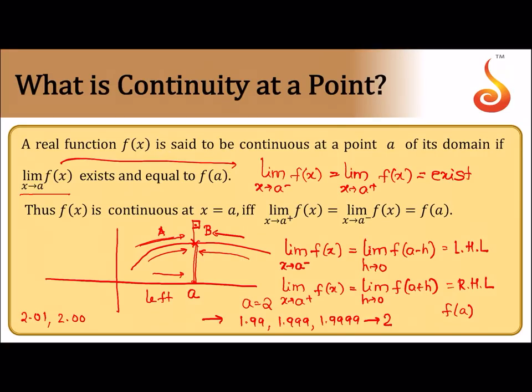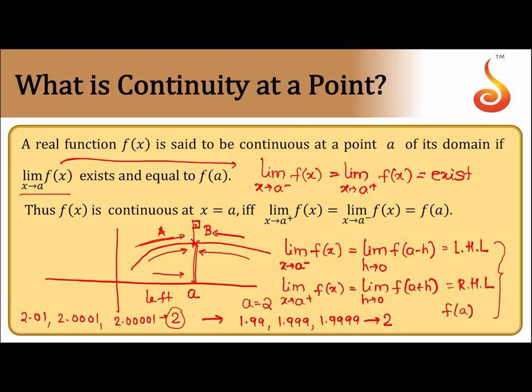So you are approaching from left, approaching from right. Now, approaching from right, I write in this space 2.01, 2.0001, 2.00001. So you are approaching 2 from the right.